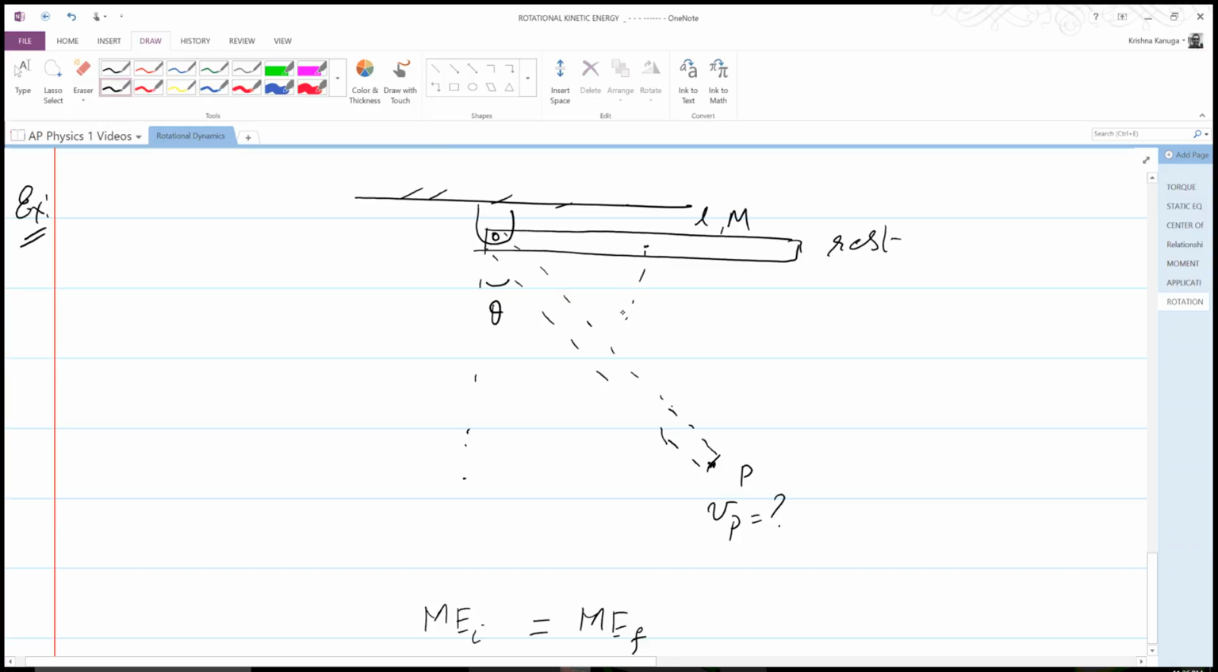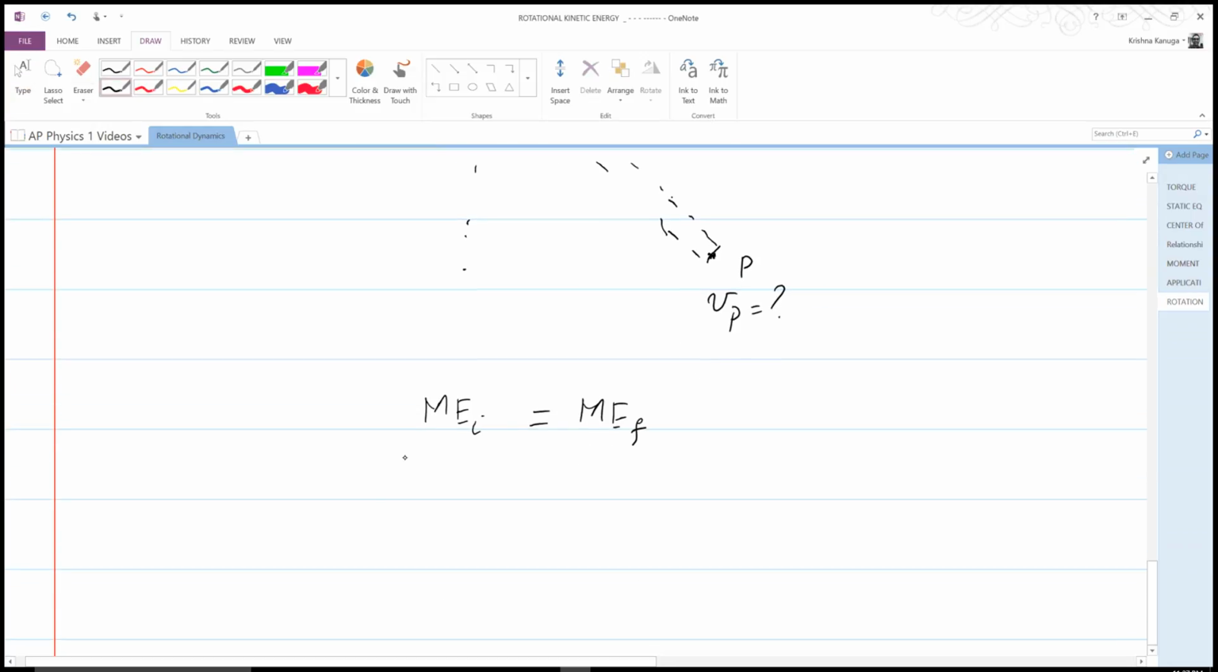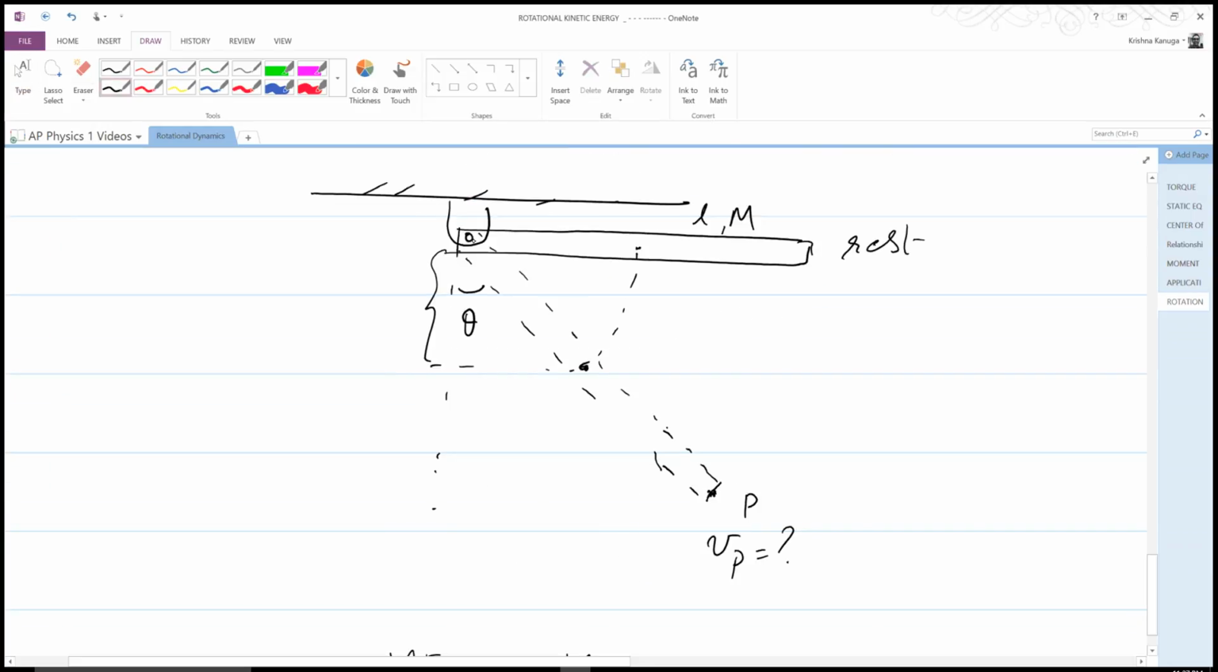And you see it is this part that is dropping by a certain amount. So the change in this height here is essentially what is going to give you your potential energy. And if you look at this thing, the length here is simply L over 2, and so this part is simply L over 2 times cosine of theta.